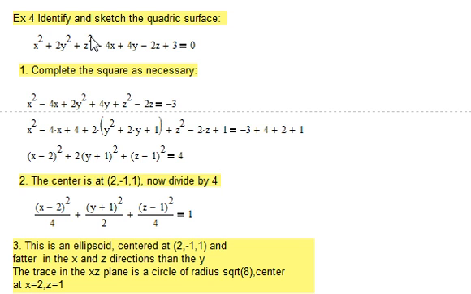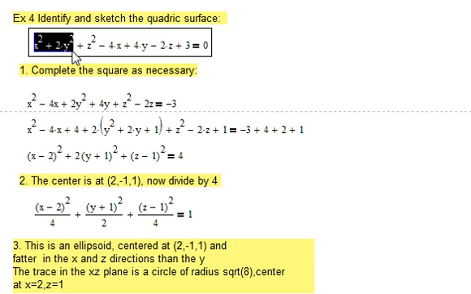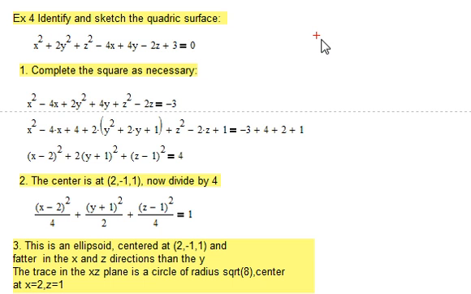Here's another one. We're going to try to identify and sketch the quadratic surface x squared plus 2y squared plus z squared minus 4x minus 4y minus 2z plus 3 equals 0. Well, golly, what would we do if we had something like this only without the z, if we were in calculus 2 or even pre-calculus 2? Oh, I guess we'd get rid of this z also. We would complete the square.